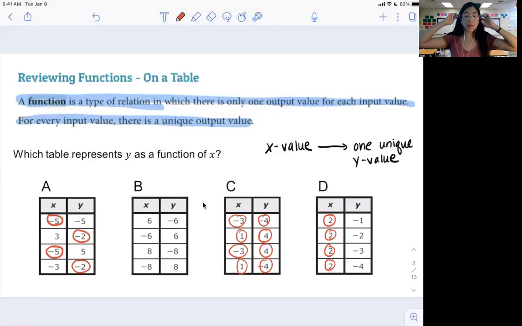So basically on a table, what you're always going to be looking for is repetition. Anytime that you see the same number going down the column, that might be an issue. But let's think about, I think I misspoke. I said only y, but let's actually remind ourselves what this means. The definition is every x value only goes to one unique y value. So for example, in example D, what's going on here is that the 2, how many different numbers does the 2 go to?